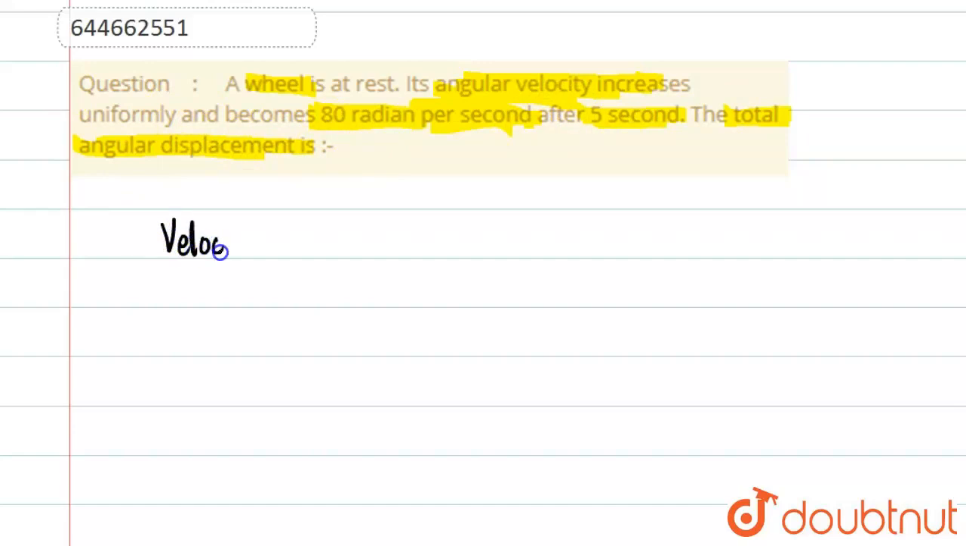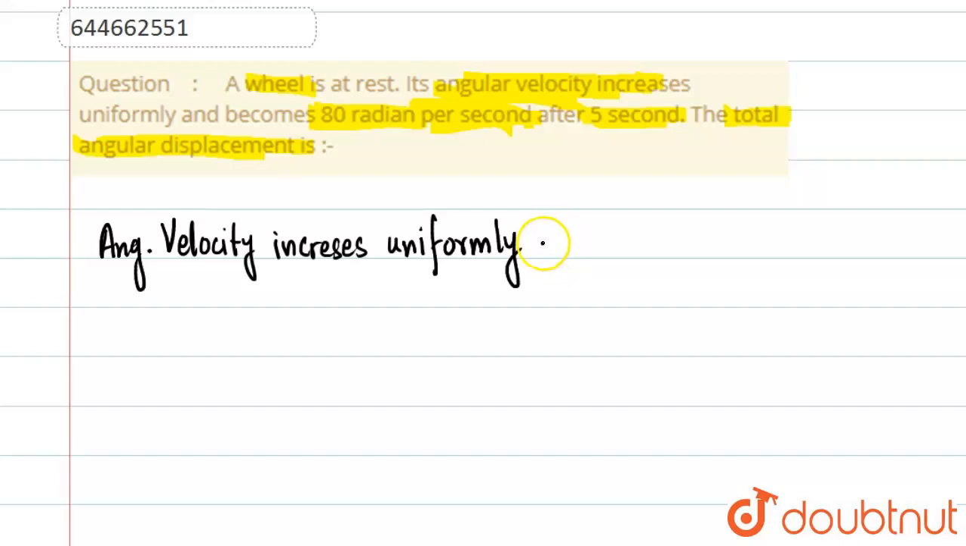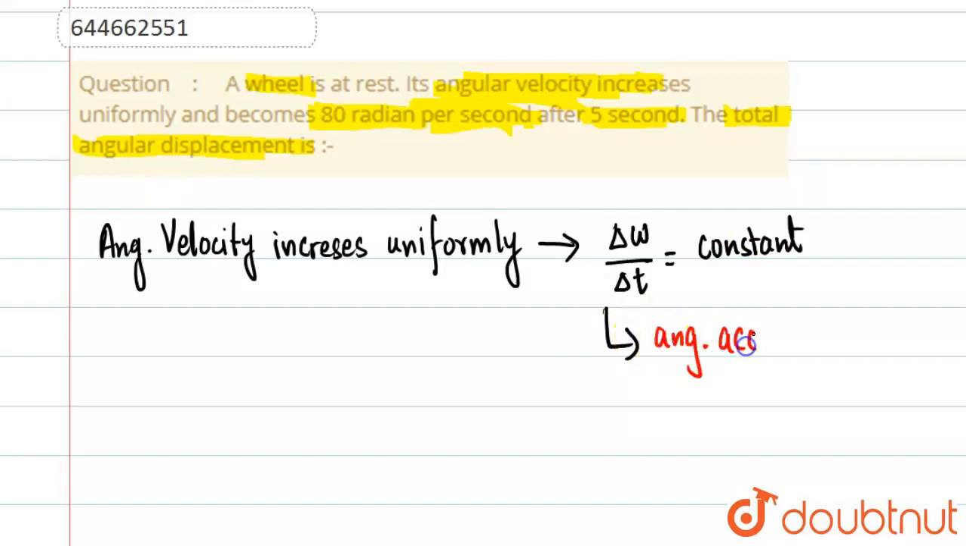So basically if you see over here, the velocity increases uniformly. Okay, so this is basically angular velocity. Angular velocity increases uniformly. That means angular acceleration, which is the change in angular velocity omega per unit time, is constant. This means that alpha, which is angular acceleration, is constant.